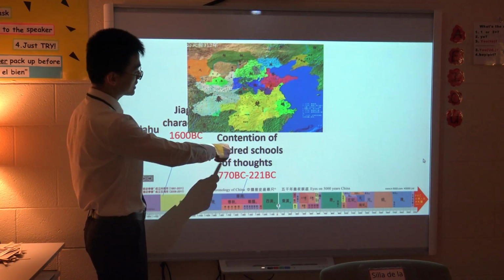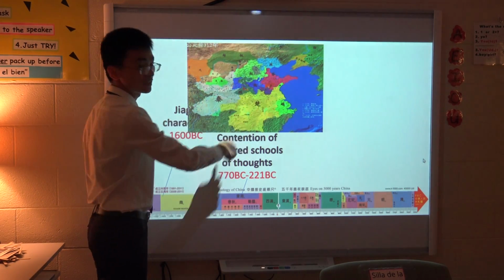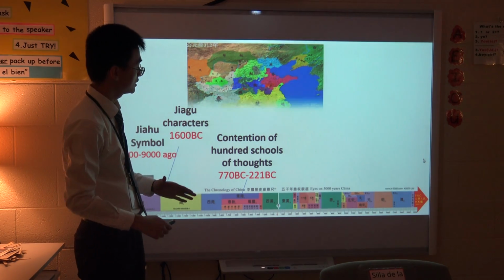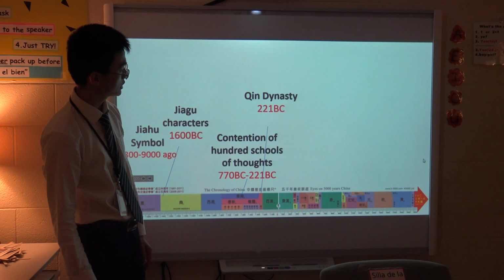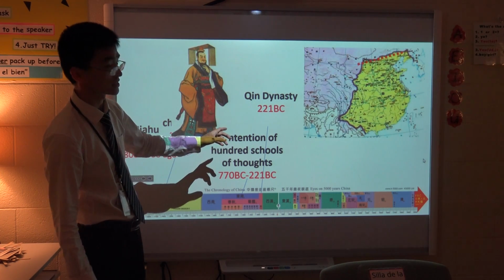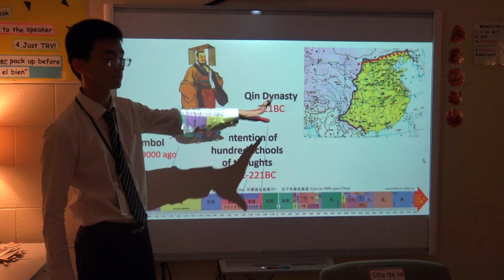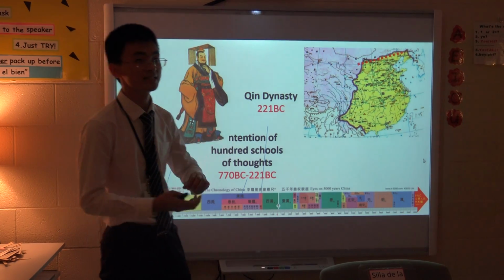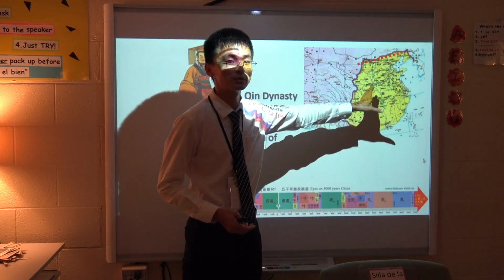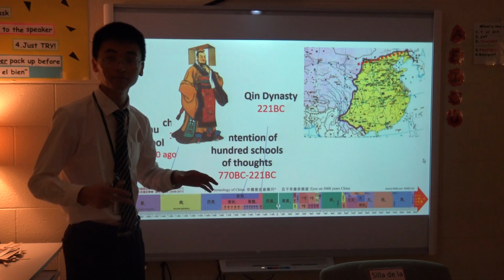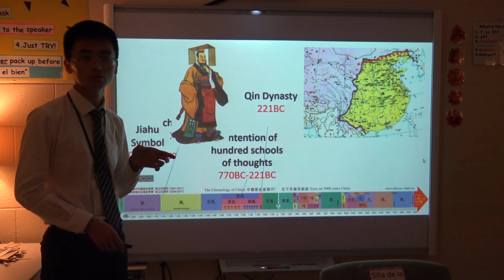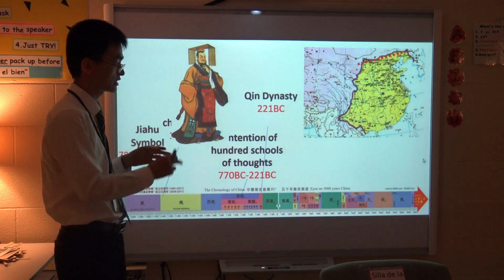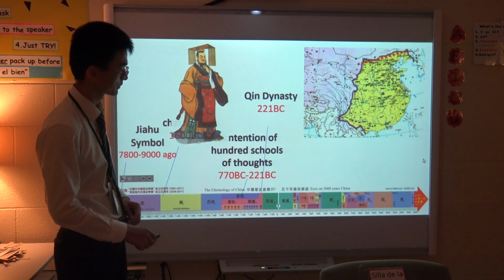But at that time, China was made of different, smaller countries. Then in 221 BC, the Qin Dynasty, the first dynasty, united the different countries, and we became an empire. This was also the start of the feudal society.